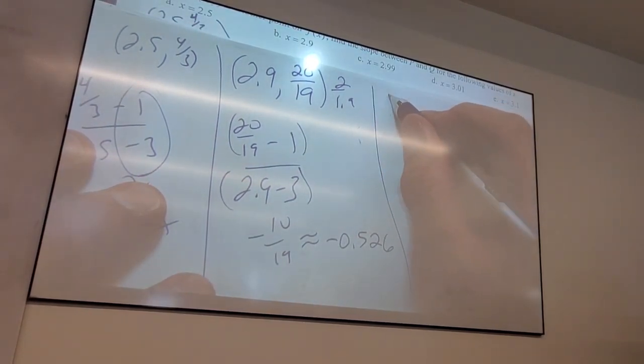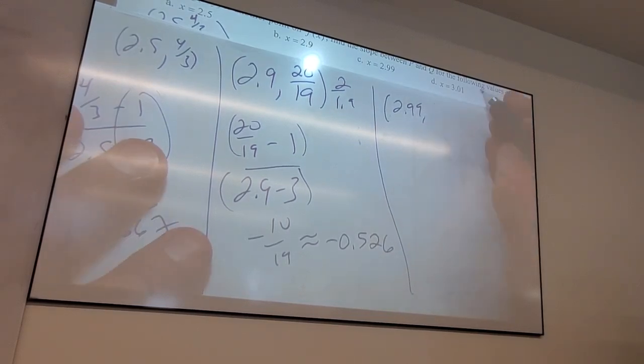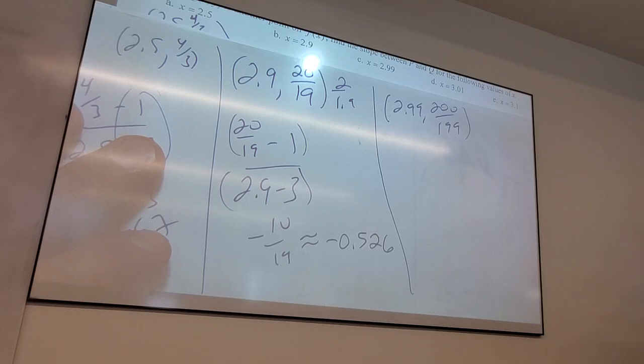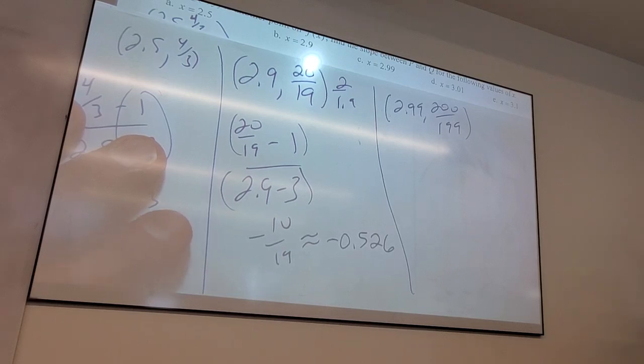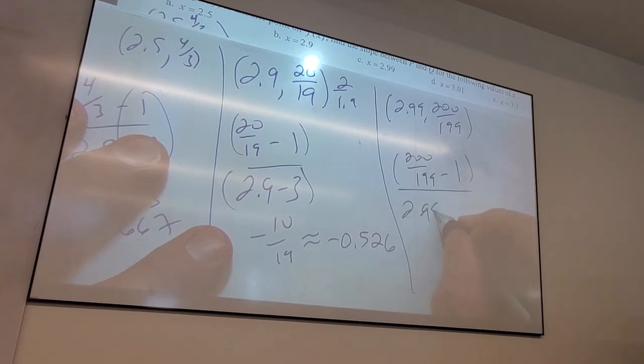So now if I do it for 2.99, you got a little ahead of me. So now I'll get 2 over 1.99, so I get 200 over 199, right? Mm-hmm. So the funny thing about this, I keep doing the same thing. I just keep doing the same thing. That's how I go insane. So then I get 200 over 199 minus 1 over 2.99 minus 3.